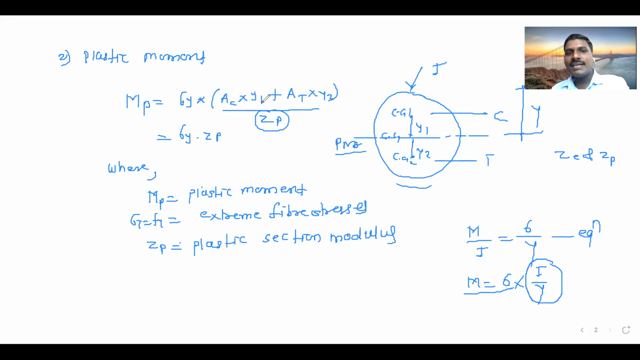So this is the AC into Y1 plus AT into Y2. This is the ZP value, and this ZP value is the plastic section modulus. Okay, if we see one or two examples, you will better understand how we calculate this.